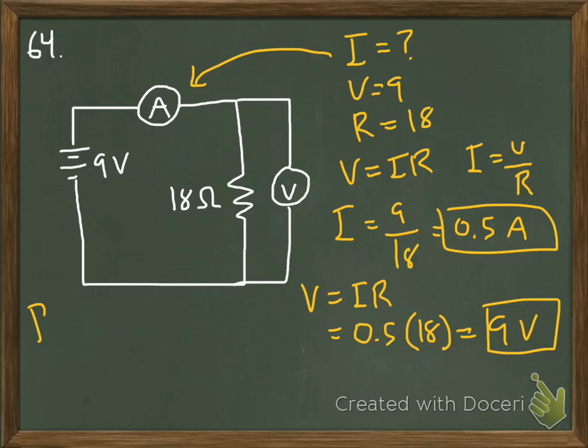I'm going to write it over here. Power is equal to I times V, which in this case would be 0.5 times, where's the voltage? 9. So that would be 4.5 watts.